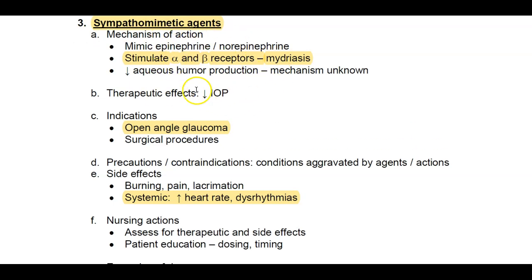So you have alpha and beta receptors. Mainly though, systemically, you want to keep an eye on increased heart rate and dysrhythmias. Usually if it's a topical or local agent, it's rare that it affects the person systemically, but there are instances that it can do that. So we still need to keep an eye on those possible side effects, right? Especially the systemic side effects, because they can be life-threatening, especially with the dysrhythmias and increased heart rate.